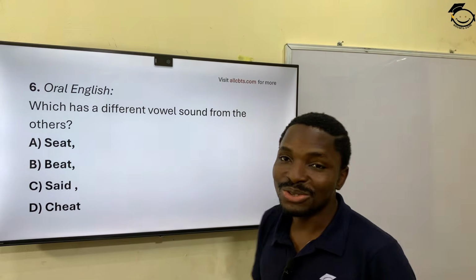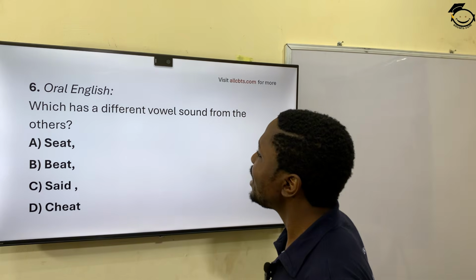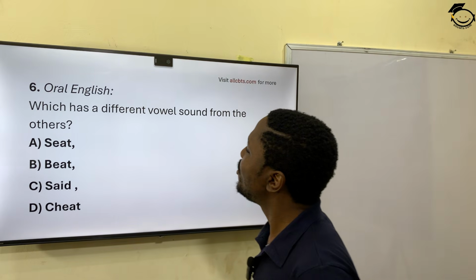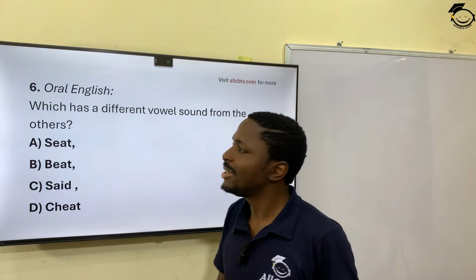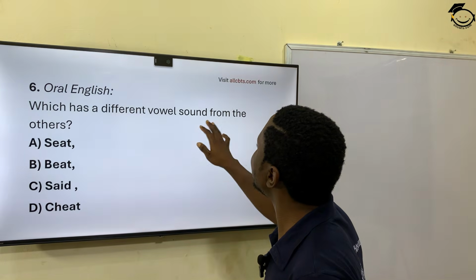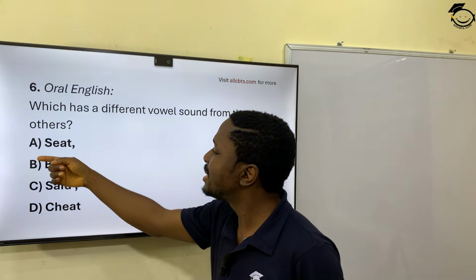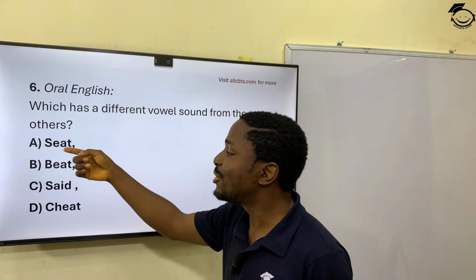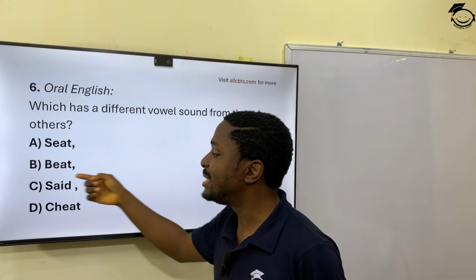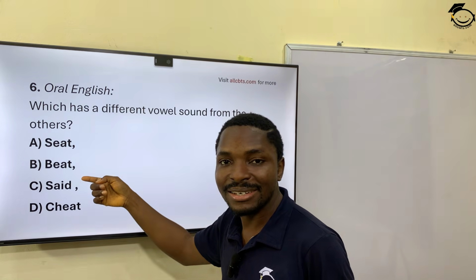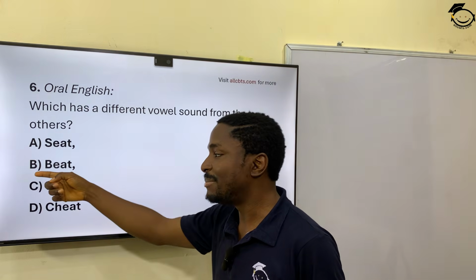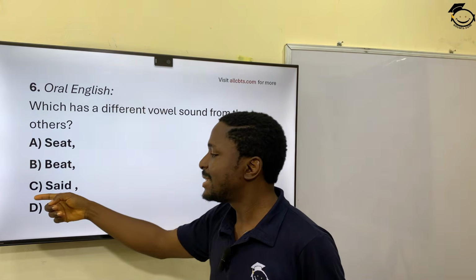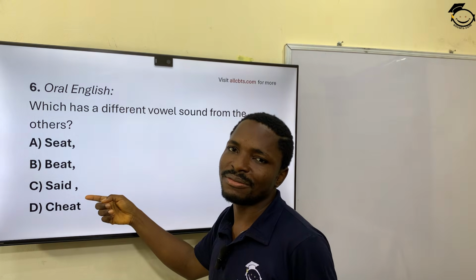Okay, let's continue. Question number 6 from Oral English. Which of these has a different vowel sound from the others? You have sit, that's a long E. You have beat, long E. You can hear it. Sit, long E. Beat, long E. Said. No, this is different.